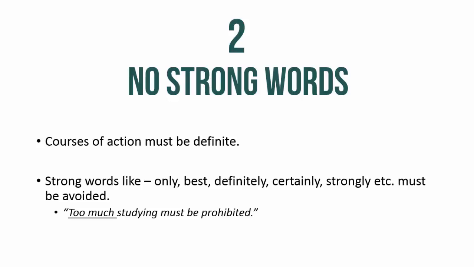Therefore, the example that we saw, too much studying must be prohibited. It's a bad decision because what is too much studying? How much studying is too much studying? How do you know how much studying is required? Is the current amount of studying too little, too less? Is it adequate? You have no way of knowing. Too much here is a strong word. Hence, it undermines this course of action. Therefore, when you're choosing the validity of a course of action, always ensure that the sentence is specific and definite.